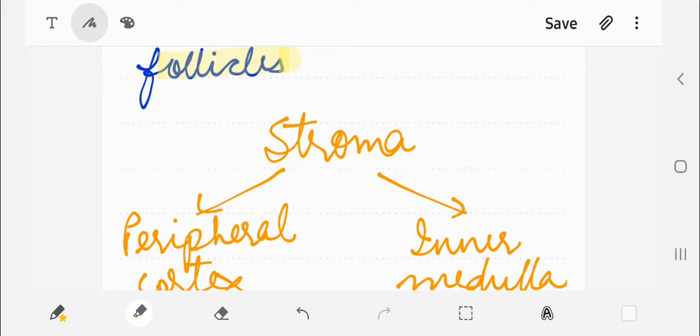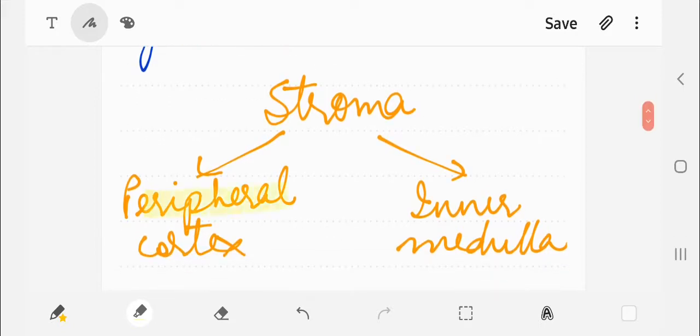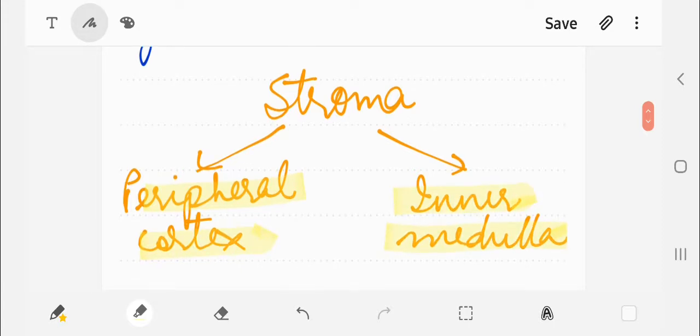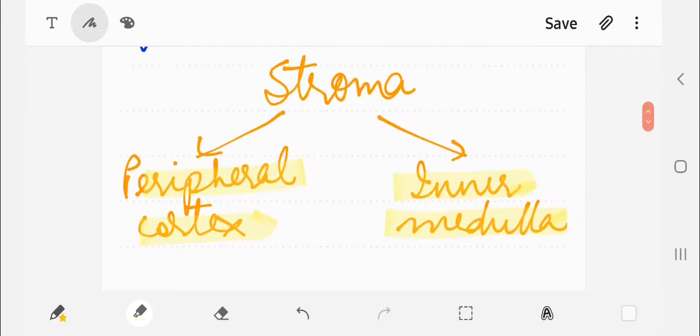the peripheral cortex and inner medulla. So these are the parts of the ovary. The details of the ovary we will discuss when we discuss oogenesis.